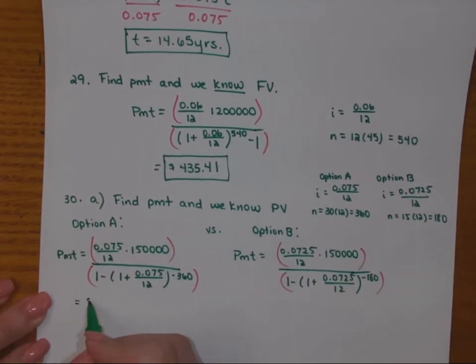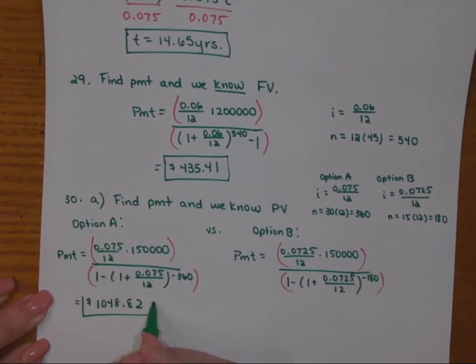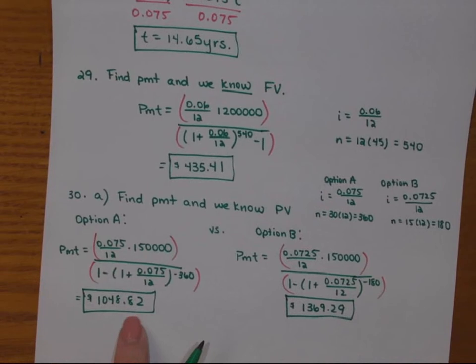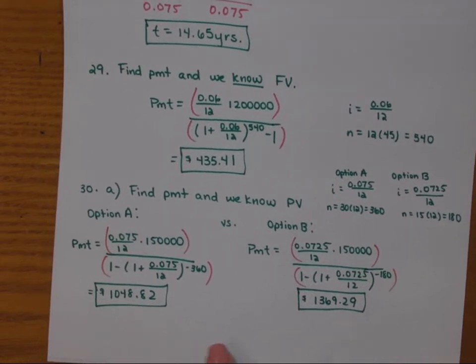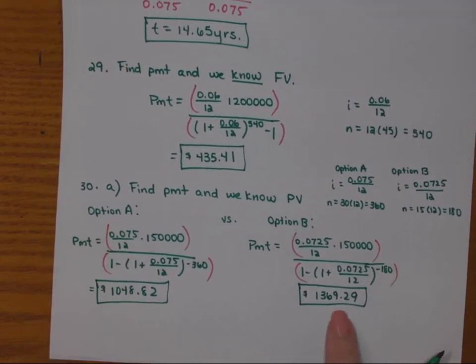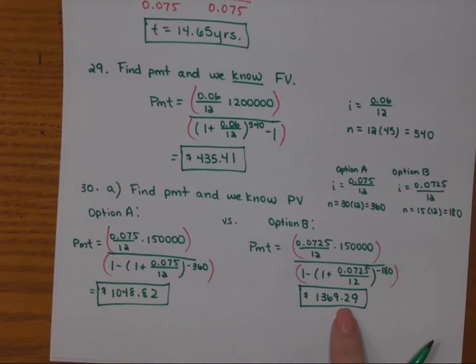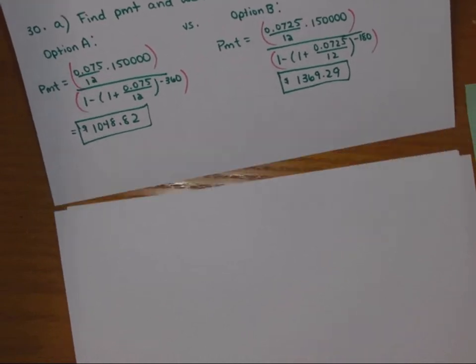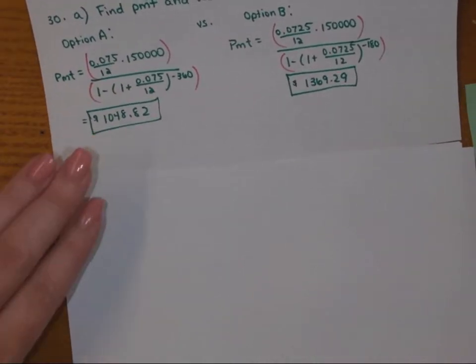So we end up getting a payment of $1,048.82 here versus a payment of $1,369.29 here. Okay, not surprisingly, this one's cheaper, but that's because we're paying for double the amount of time. So it still would probably be much better to do this, right? Since that would charge us less in interest. Okay, but let's figure out if that's actually true.